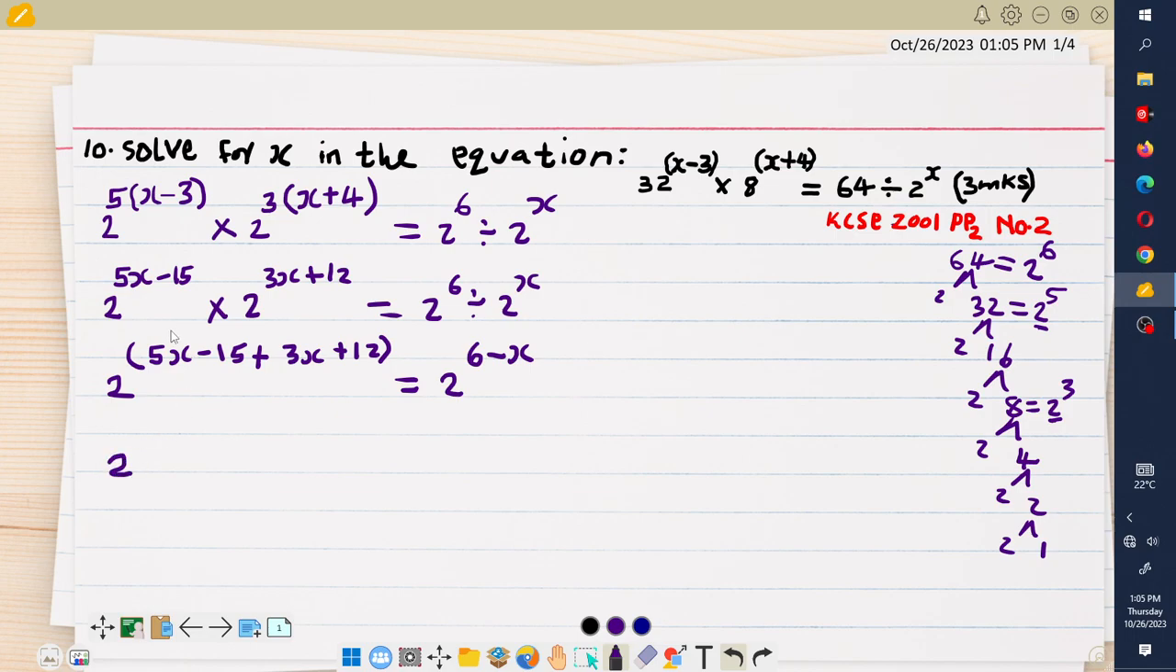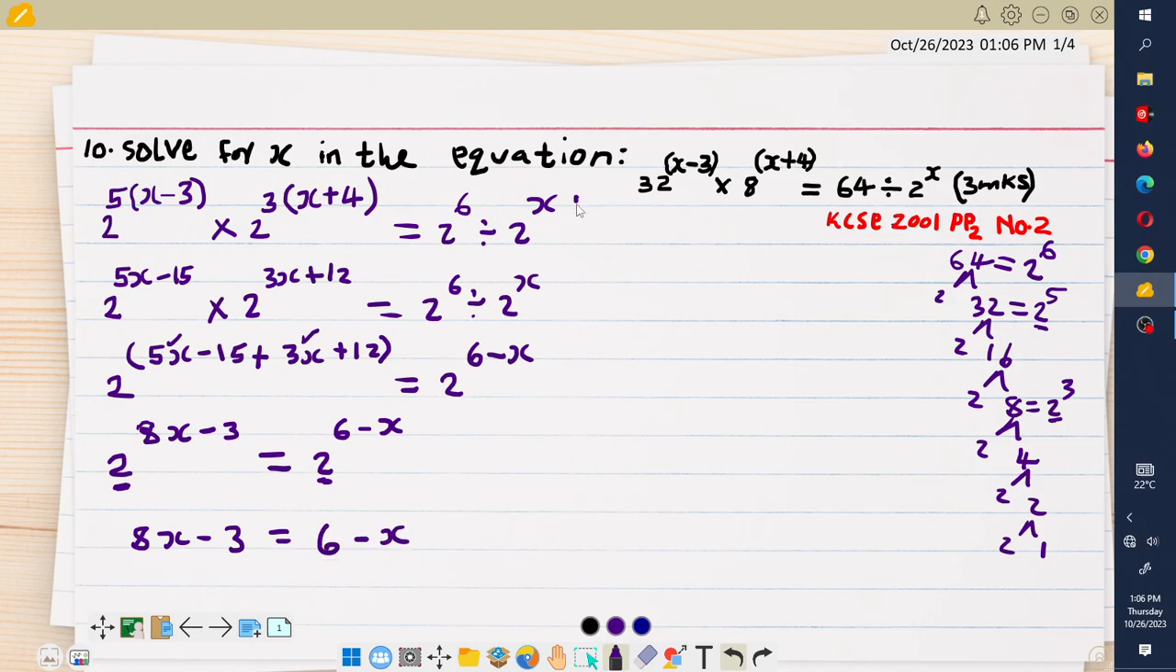So this will be 2 to the power of, if you take 5x, then you add 3x, you are going to get 8x. Then negative 15 plus 12, you are going to get negative 3. So this will be equal to 2 to the power of 6 minus x. After that, once you have one value to base 2 on the left and right hand side of this particular equation, you simply drop the similar bases. Therefore you simply equate the powers. So if I equate the powers, I'm going to have 8x then minus 3 being equal to 6 minus x.